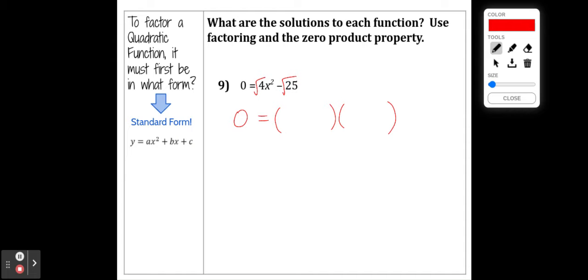So the square root of 4x squared is 2x, and that's going to be my first term. 2x times 2x gives me the 4x squared. And then last term is 25. The square root of 25 is 5. 5 times 5 gives you 25.